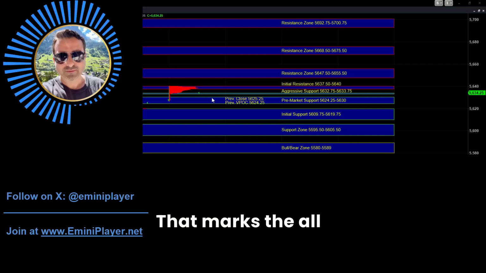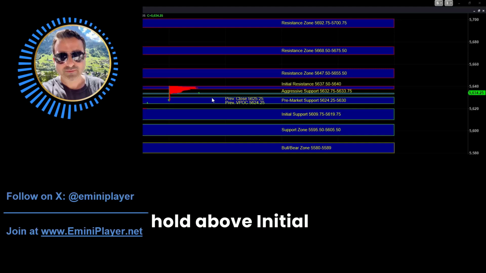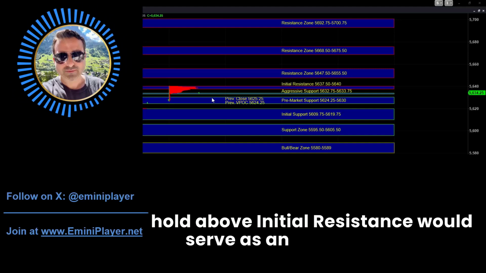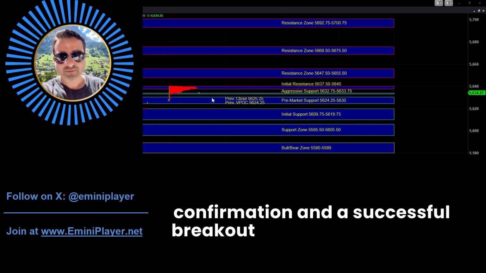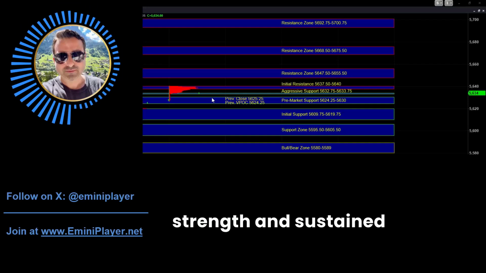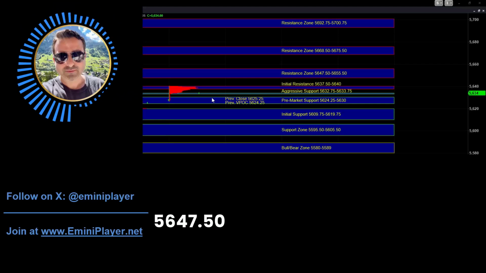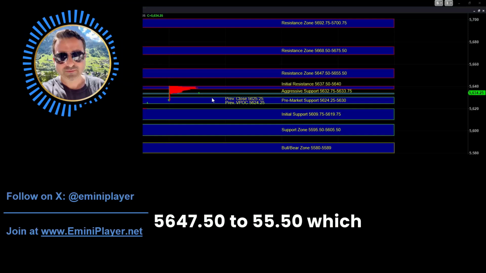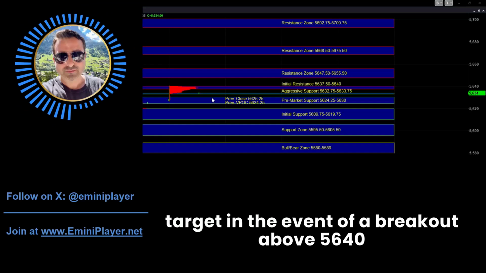That marks the all-time high, and a break and hold above initial resistance would serve as an intraday bullish confirmation. And a successful breakout above 56.40 on broad market strength and sustained upside momentum can quite easily test 56.47.5 to 55.5, which is the high odds target in the event of a breakout above 56.40.